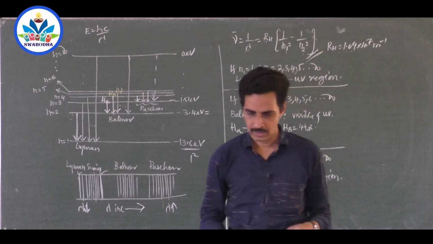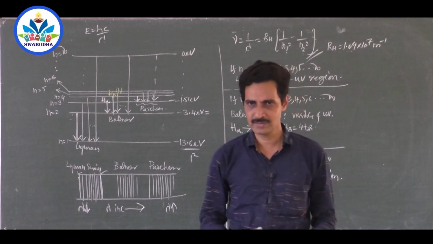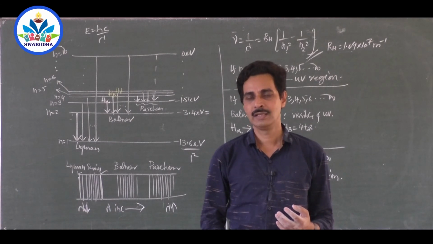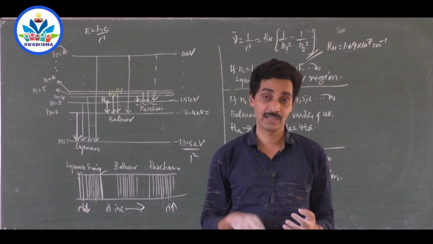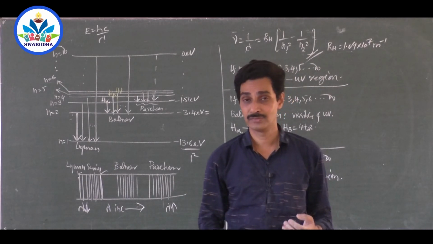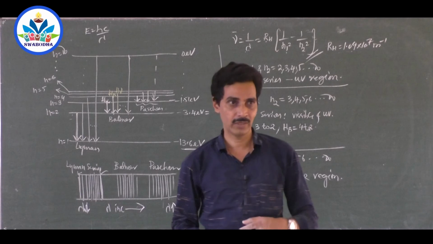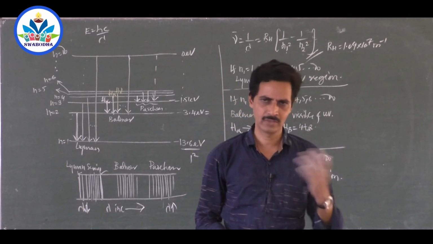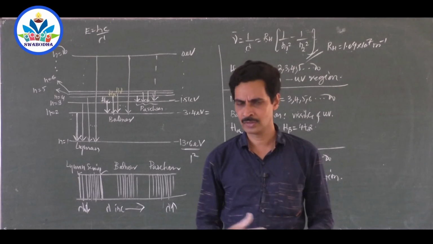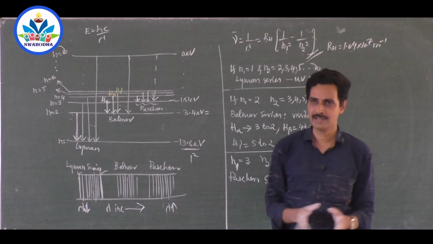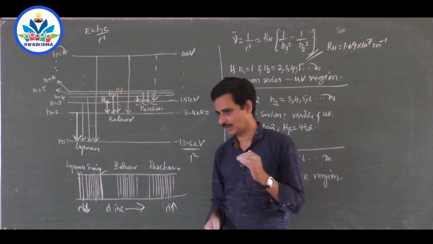If you are asked to write the drawbacks, limitations of Bohr's theory, the first one you have to write: Bohr's theory couldn't explain the intensity of the spectral lines in the hydrogen atom. Why some lines are brighter and why all the lines are not equally bright? Some are less bright. And the second one, fine structure of spectral lines. What do you mean by fine structure of spectral lines?